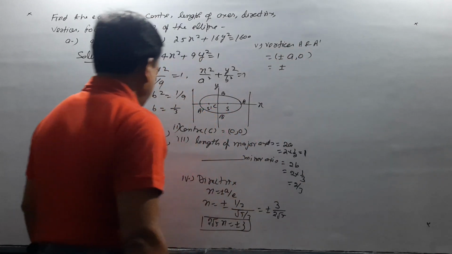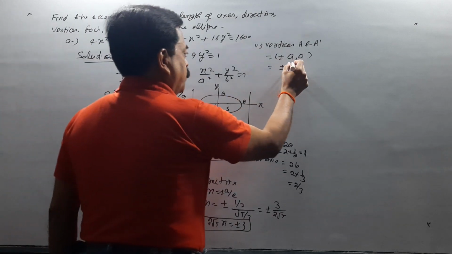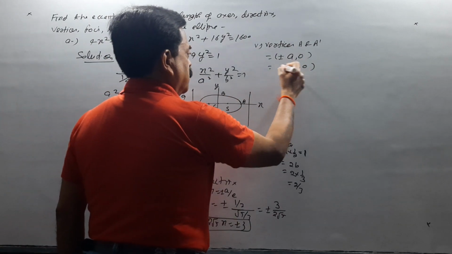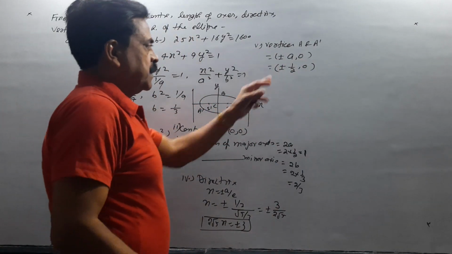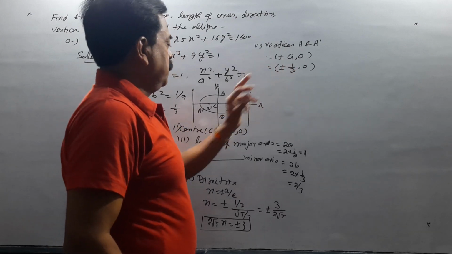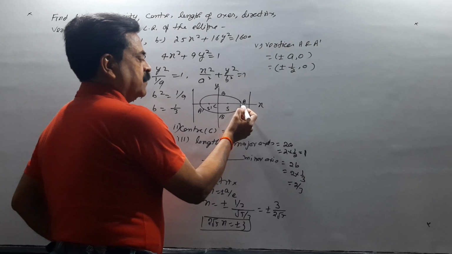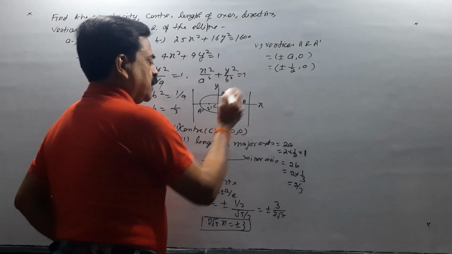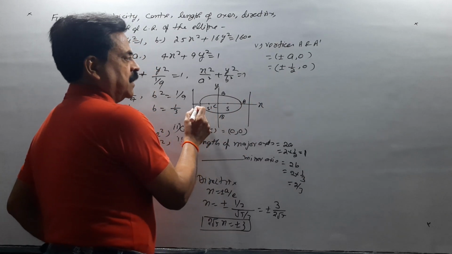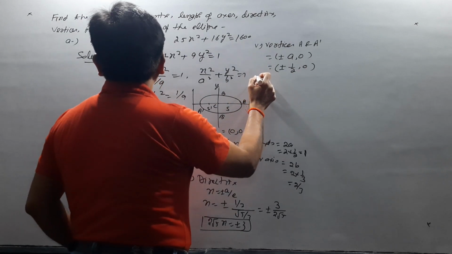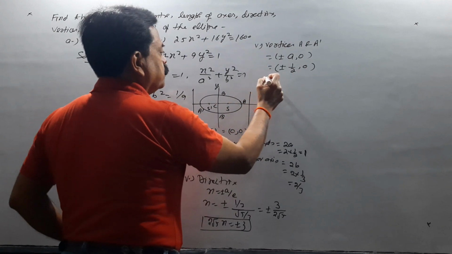Plus minus a, where a is 1 upon 2. So plus minus 1 upon 2 comma 0. If we separate this sign, plus 1 by 2 comma 0 are the coordinates of this vertex, and minus 1 upon 2 comma 0 are the coordinates of this vertex. Next, foci.